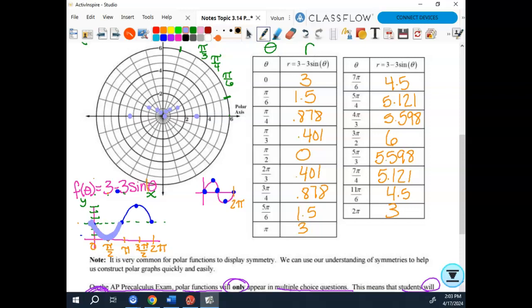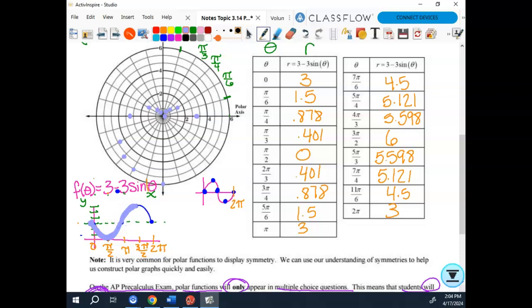So now we're going on to 7 pi sixths, 4.5. So 7 pi 6 is right here. Halfway between 4 and 6, 5's right there, so 4.5 would be right about there. 5 pi fourths, a little bit more than 5. 4 pi thirds, probably about like that. And then 3 pi halves at 6. And then we just plotted that part.